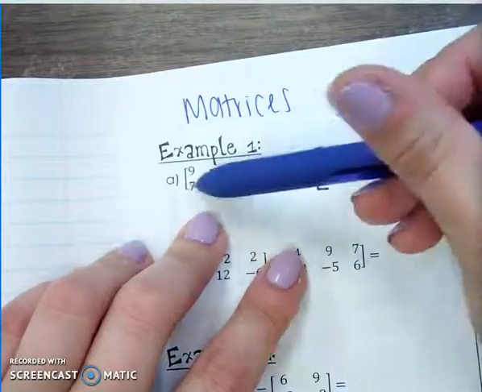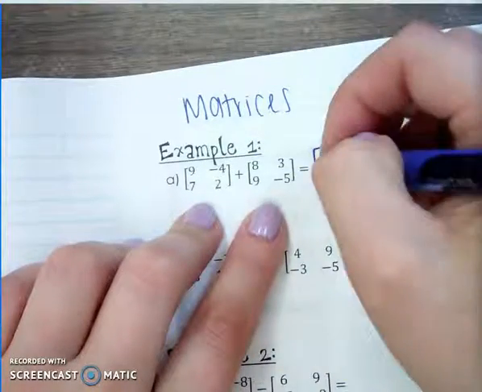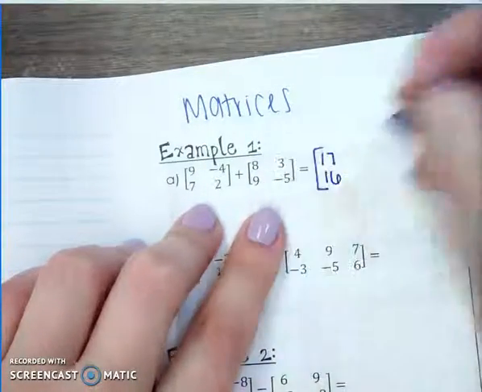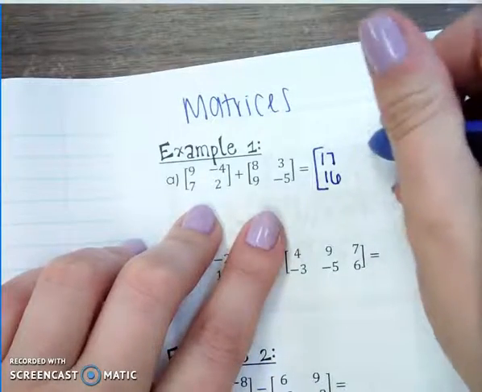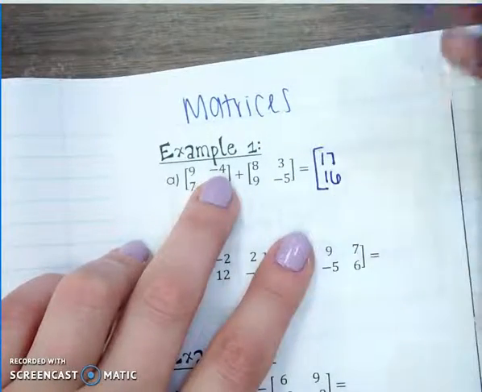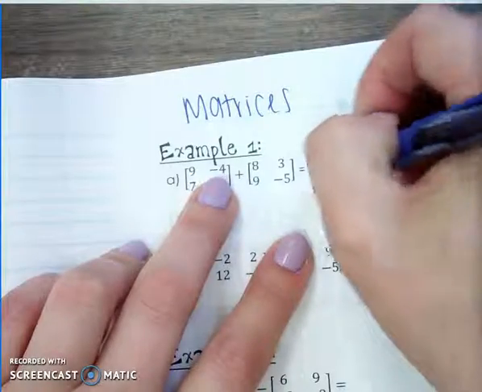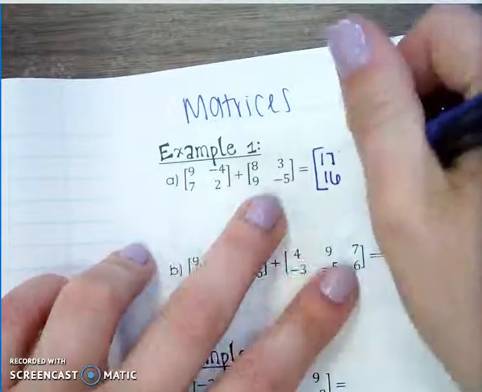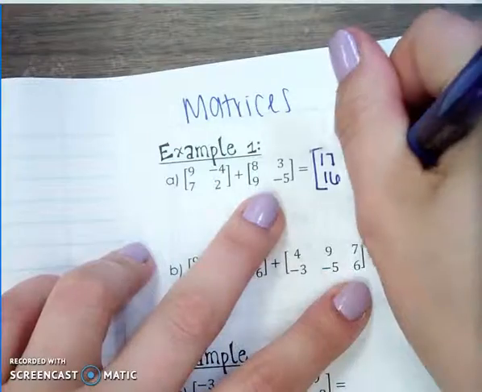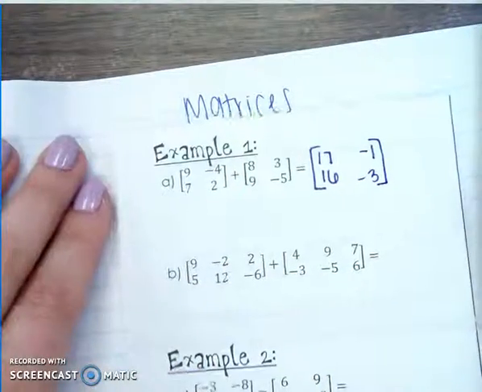Again, then this 7 plus 9, 16 goes in that bottom left corner. There's just space in between. -4 plus 3 is -1, and then the 2 plus -5 is -3. Easy enough, and that is my answer.